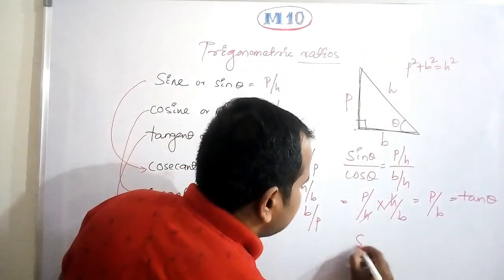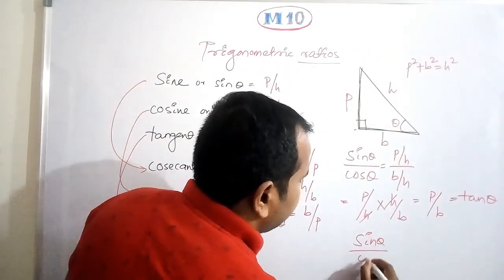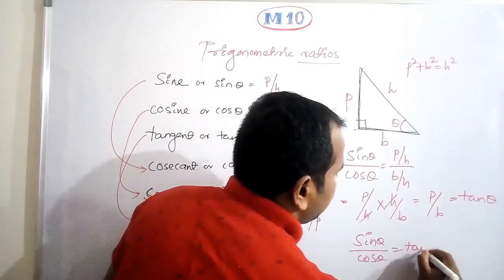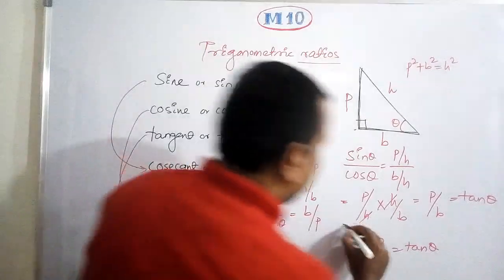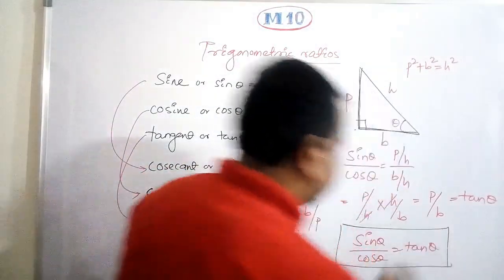So what can you say? Sin theta divided by cos theta is equal to tan theta. So you can write this relationship. This is an important relationship. You have to remember this.